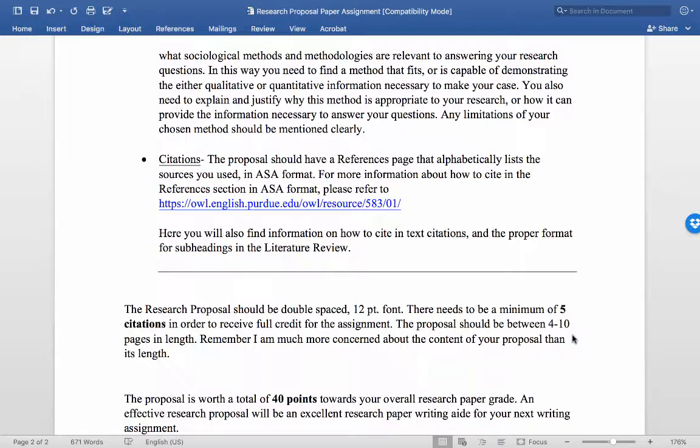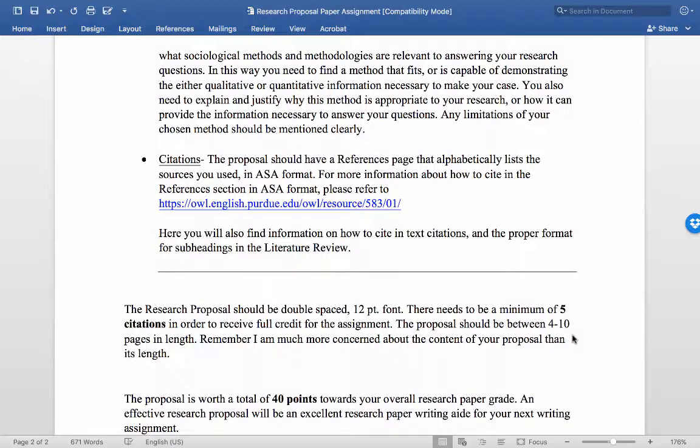As far as the proposal specifics, I'm looking for double-spaced 12-point font. There has to be a minimum of 5 citations to receive full credit. So the length should be between 4 to 10 pages. Remember, I'm not really concerned about the length as much as I am about the content, right? If you're looking at 4 to 10, that's basically 2 to 5 pages single-spaced, if you really think about it. So if you are able to effectively, in 4 double-spaced pages, state all the information that's needed above, good for you.